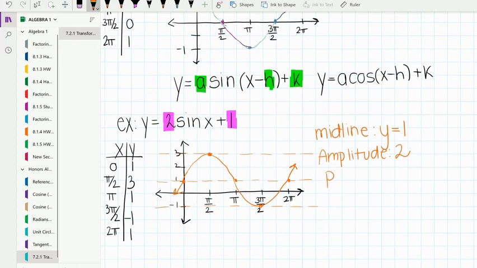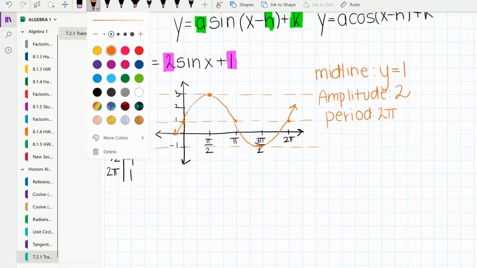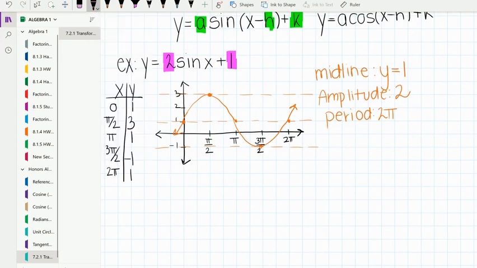And then the period. Period is the length of the cycle, or how long it takes to complete one rotation, and that's going to be 2 pi. Now, the only thing that's going to change it is if we actually change the horizontal stretch or compression, which we're going to talk about in the next section. All right, so let's go ahead and try another one. And if this is too easy, you can fast forward, but we will get to more difficult ones.